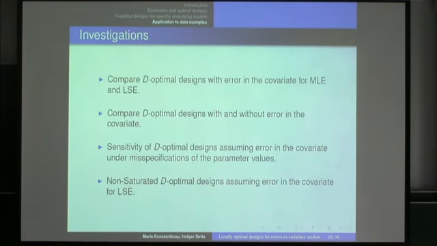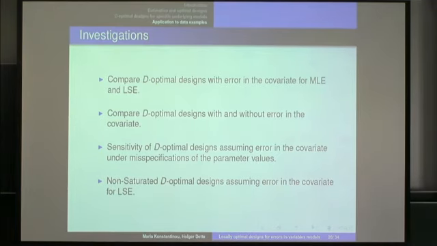So to illustrate all of these theoretical results, we use data examples from the literature. And in these examples, we compare the two estimation methods. We find the efficiencies of the D-optimal design assuming no error in the covariates. We investigate the sensitivity of our designs when the parameters are misspecified. And finally, we consider the construction of non-saturated designs for the case of least squares estimation.